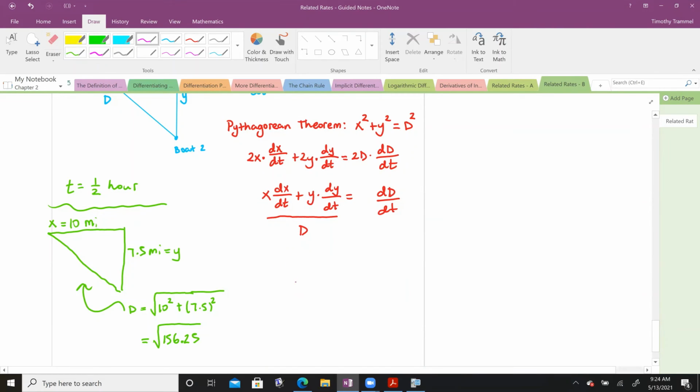So x, we said, is 10. dx dt is 20. Let's start with y. y is 7.5. And then dy dt is 15. And capital D here is the square root of 156.25. And if we plug this into our calculator here, we actually are going to get 25. It comes out to a nice number, 25 miles per hour.